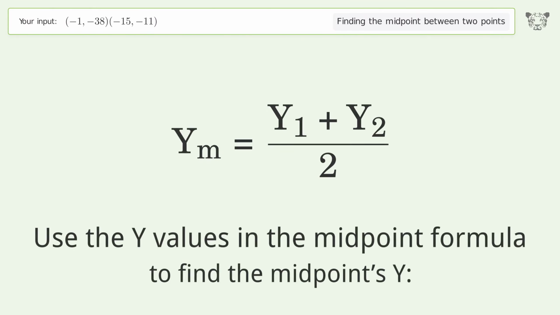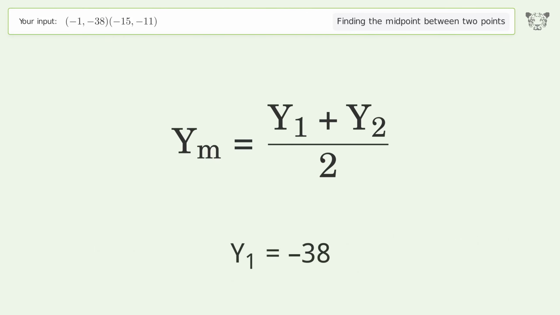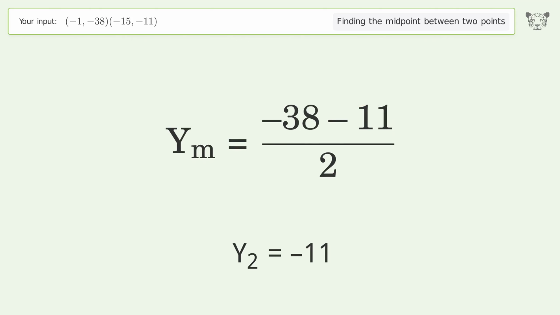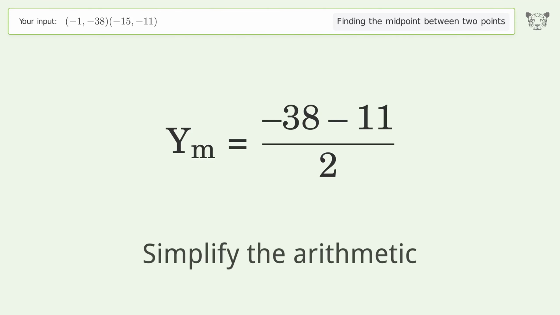Use the y values in the midpoint formula to find the midpoints y. y1 equals -38. y2 equals -11. Simplify the arithmetic.